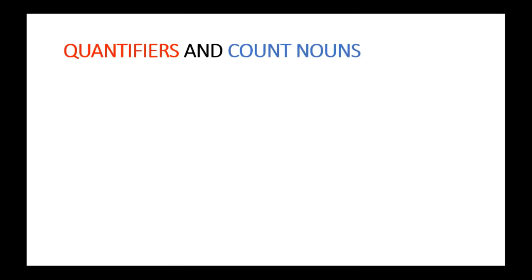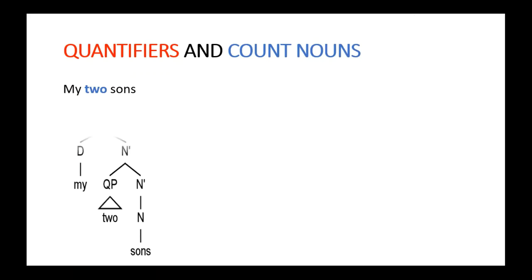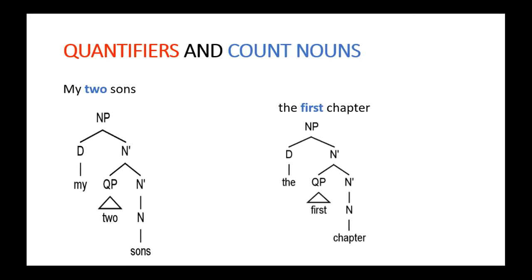Okay, now you have to be careful with quantifiers and count nouns. So we talked about mass nouns. Now, how do we count nouns? Well, typically we use quantifiers, things like two. For example, my two sons, or something like the first chapter. Notice that here you have two and you have first.